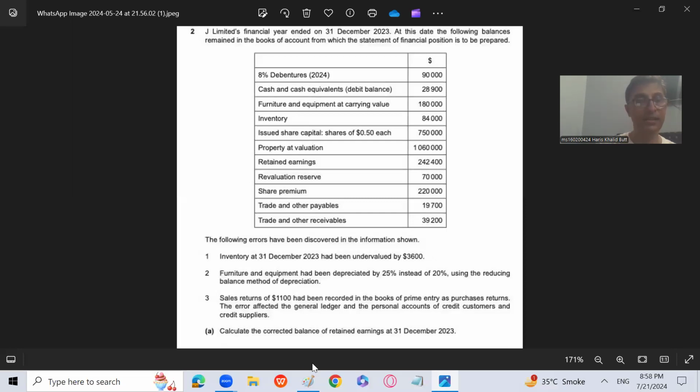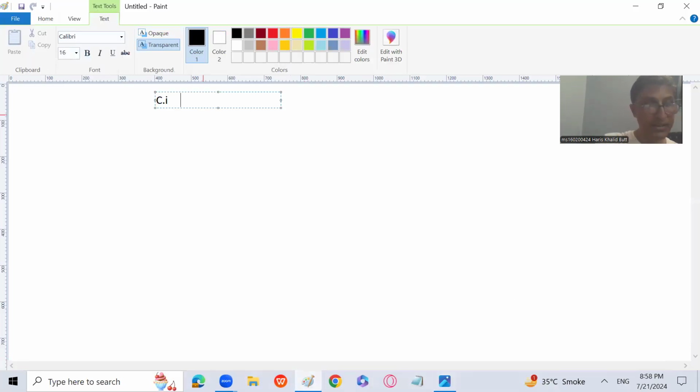Closing inventory is debited with an amount of 3,600, and we will credit cost of sales by 3,600. If inventory is undervalued, it means you have recorded the closing inventory, which is an asset, less than its actual amount. According to the dual aspect concept, it will affect the income statement also, and the closing inventory. So closing inventory is going to be debited, an increase in asset, because it is undervalued.